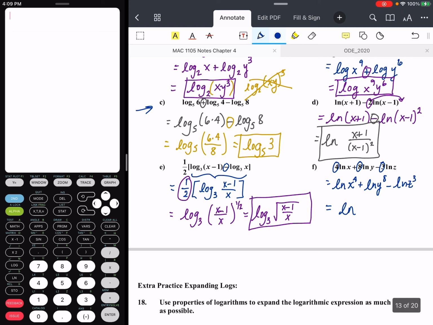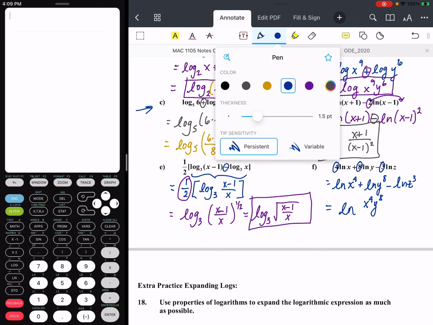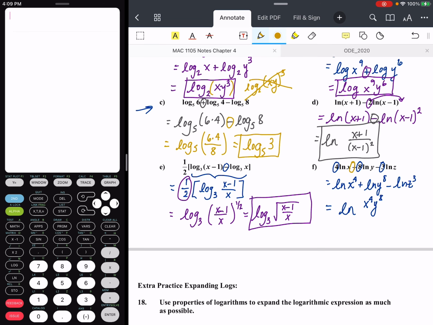So I'm going to have 1 natural log of x to the 4th times y to the 8th. I know it's times because of that plus sign there. Pretend like I circled that. And then we have the minus sign down here. So our z cubed is going to go in the denominator.